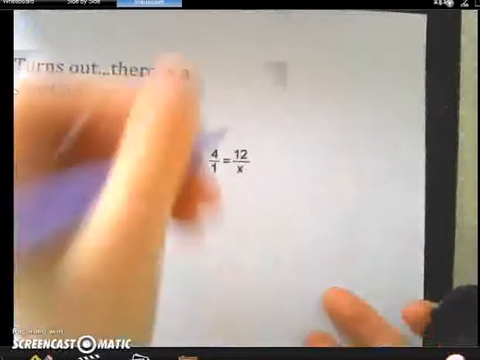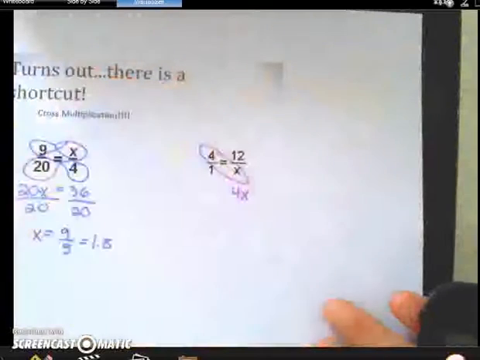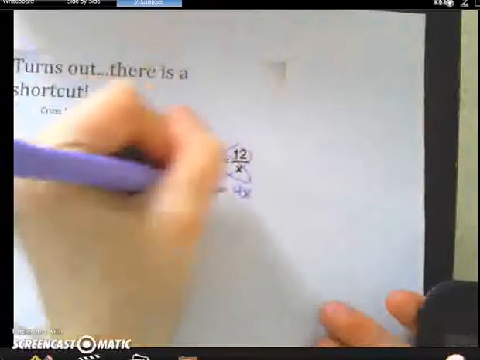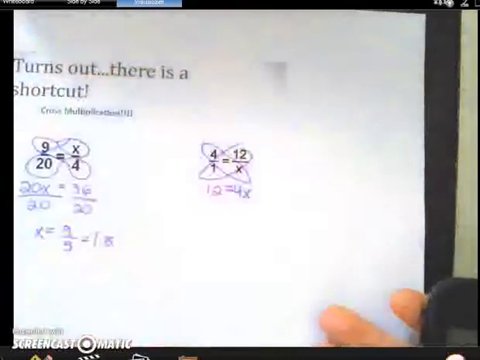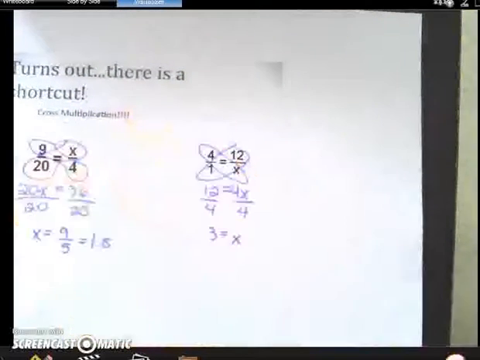Thank you, cross multiplication. Same here. Okay, what we would do is multiply across the diagonals. So 4 times x gives me 4x. 1 times 12 gives me 12. I know those are equal. Divide both sides by 4, and that gives me x equals 3.